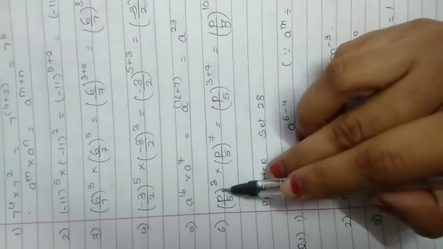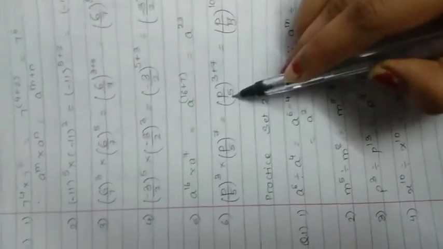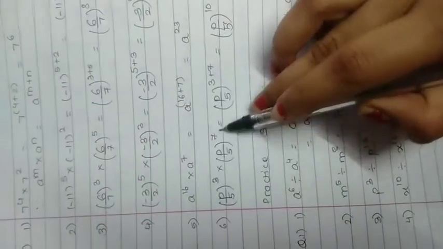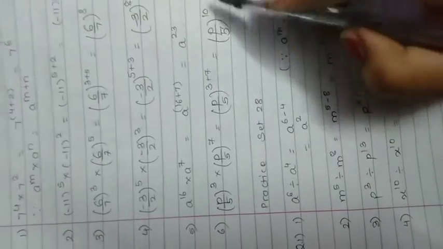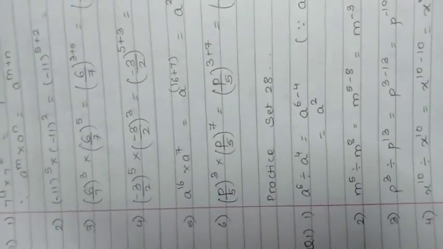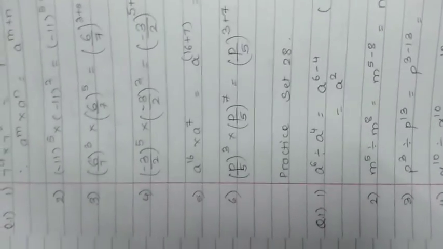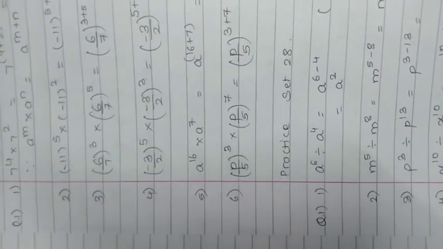Moving ahead to the sixth one, p upon 5 raised to 3 multiplied by p upon 5 raised to 7 which is equal to p upon 5 raised to, adding the index, 3 plus 7 is 10. This was quite easy. The only thing that you need to remember is the property of multiplication of indices with the same base, that is when there is a multiplication you are supposed to add the indices.